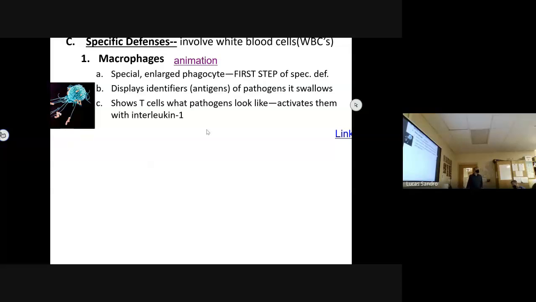So macrophage is always the first step. Swallows them, wears their antigens, presents their antigens to helper T cells. In fact, a macrophage is sometimes called an antigen-presenting cell, or APC.